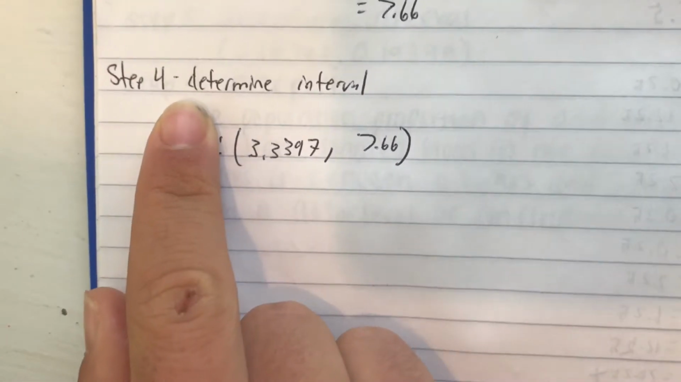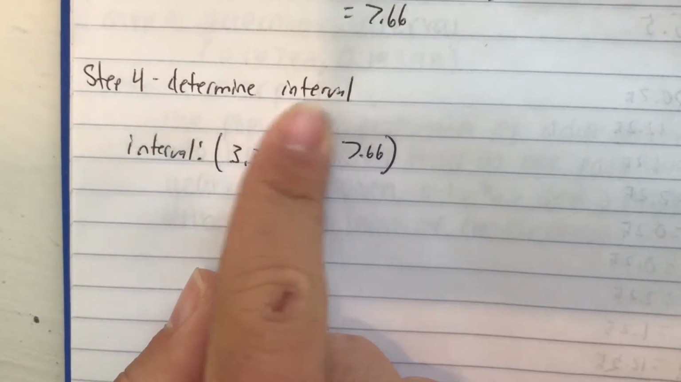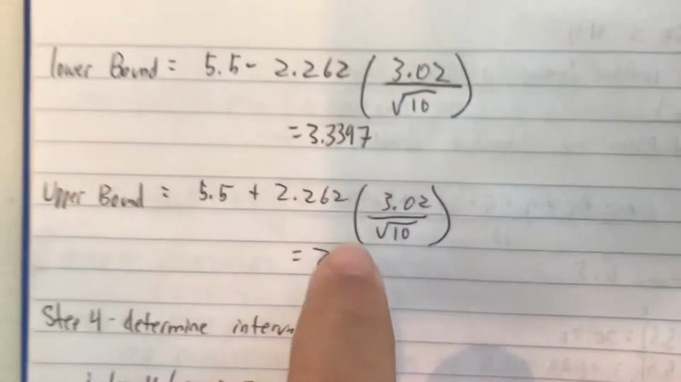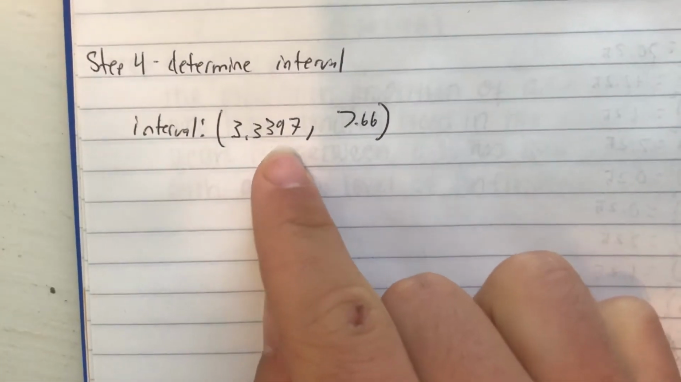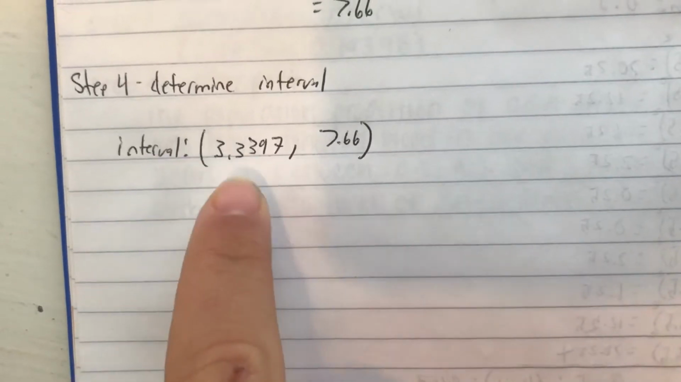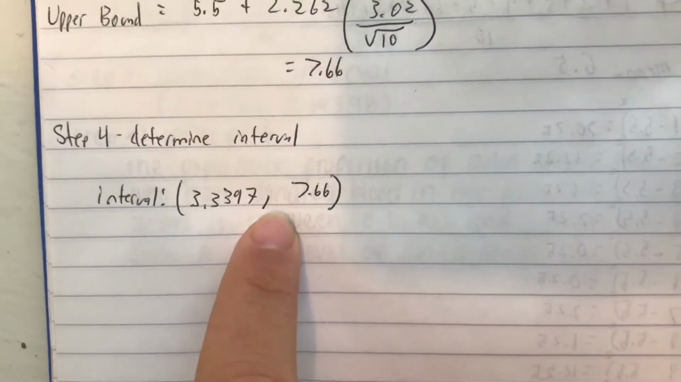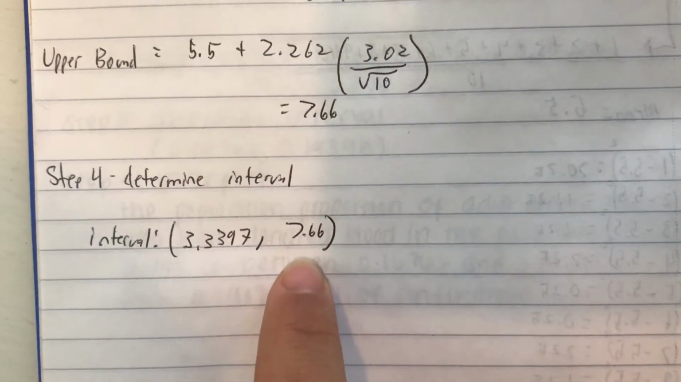So the final step is to determine our interval, which is basically just a range of numbers, and it's a range between these two numbers, and it's presented the same way as coordinates on a graph. So the interval is 3.3397, comma 7.66.